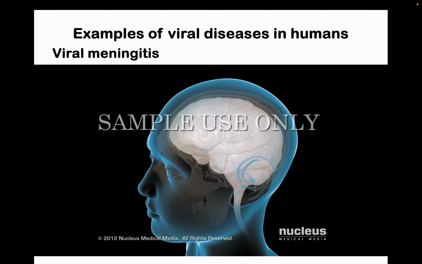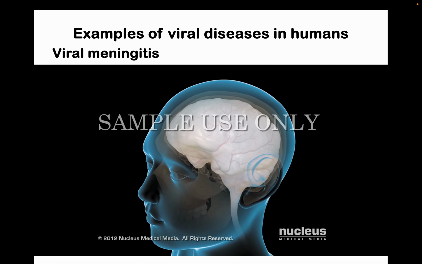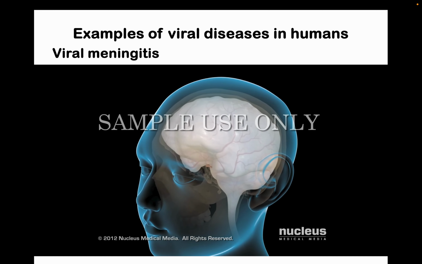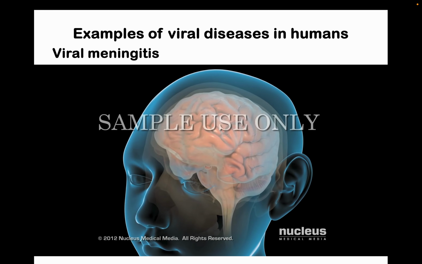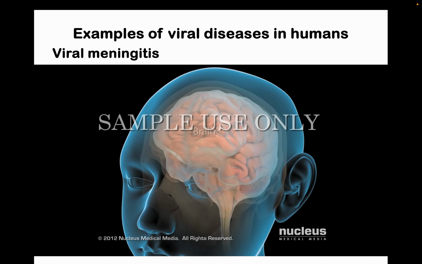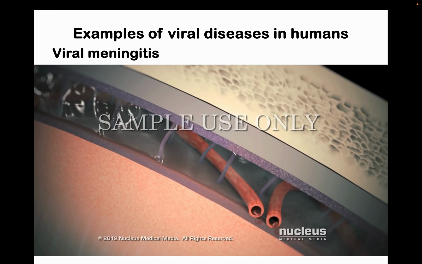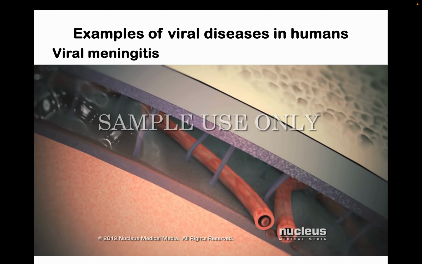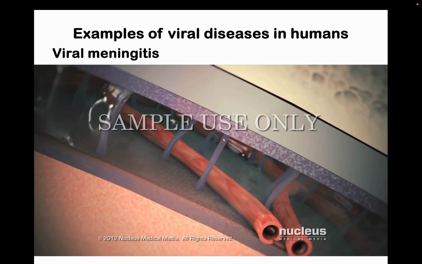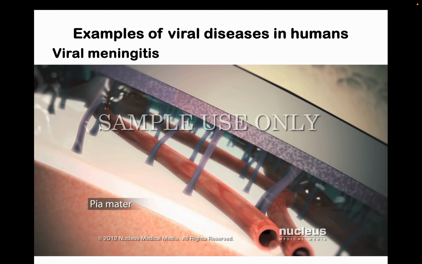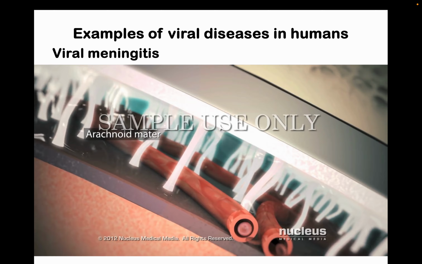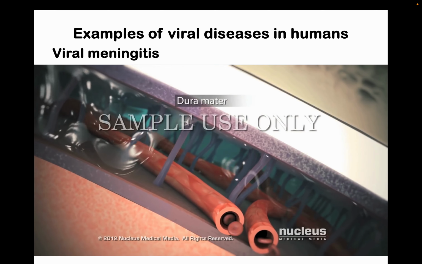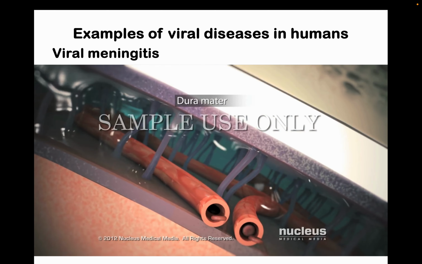Viral meningitis is an infection occurring mostly in children under age 5. It happens when certain viruses invade the meninges, which are the tissues that cover and protect the brain and spinal cord. The meninges are arranged in 3 layers. The layer that actually touches the brain and spinal cord is called the pia mater. The spiderweb-like middle layer is called the arachnoid mater. The outermost and toughest layer is called the dura mater.